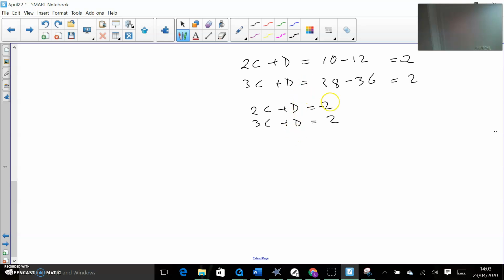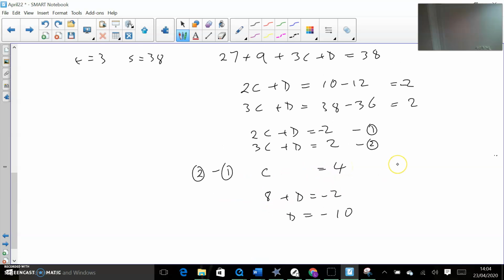We can subtract. I'll call that 1 and 2. So 2 minus 1. 3c minus 2c is c. d minus d is 0. And 2 minus minus 2 is 4. So c is 4. Substituting into 1, 2c is 8 plus d is minus 2. So d is minus 10.